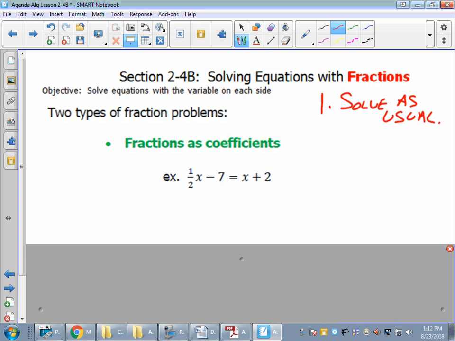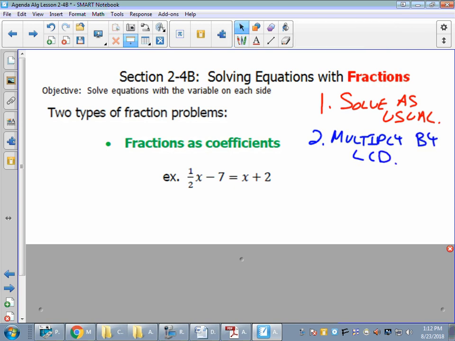But sometimes we can make things a little easier by getting rid of the fractions. So a second way in which we can attack this problem is to multiply by the lowest common denominator. Remember what LCD is. It's the least common denominator. So it's the lowest number that each denominator would go into equally.